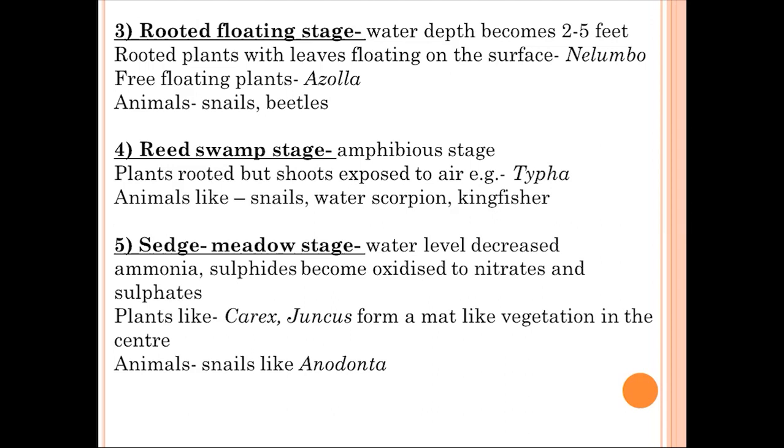Then the fifth stage is the sedge meadow stage. The water level further decreases and species like Carex and Juncus form a mat-like vegetation in the center of the pond. Certain snails can also be found at this stage, and the ammonia and sulfides that are present in the pond are oxidized to nitrates and sulfates.